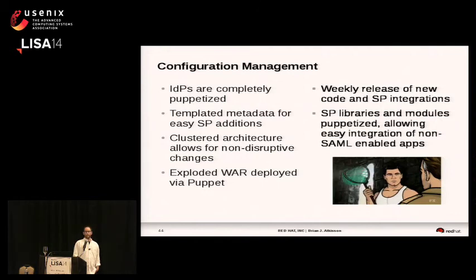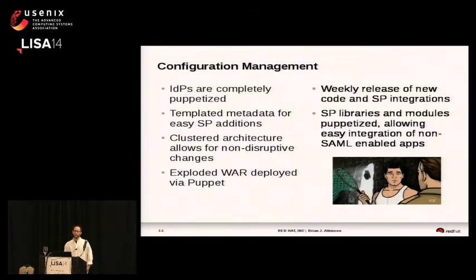We do deploy an exploded WAR file. Rather than having JBoss deploy the WAR file, we deploy it ourselves, and this way we use Puppet to manage a lot of the files within that WAR file and have been able to construct this templating system on top of it. My group of 5 people, we typically do at least 1 or more releases a week, adding new service provider integrations or code upgrades or whatever.